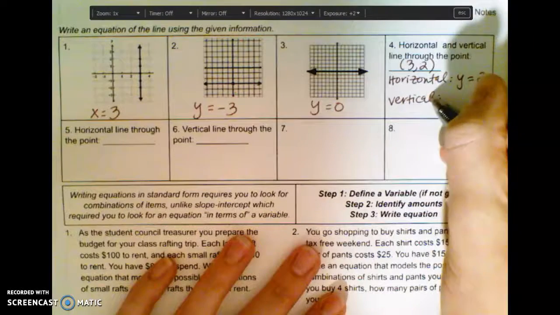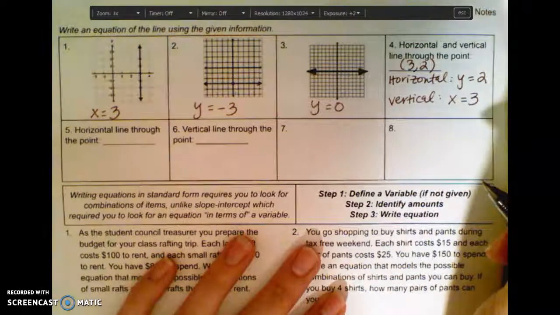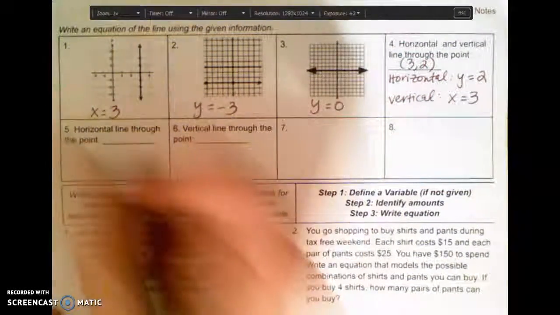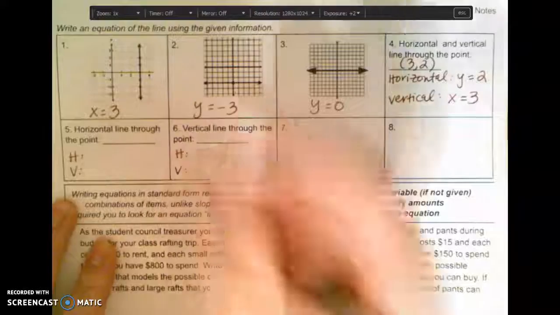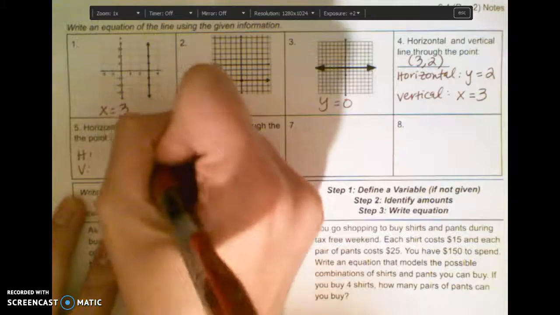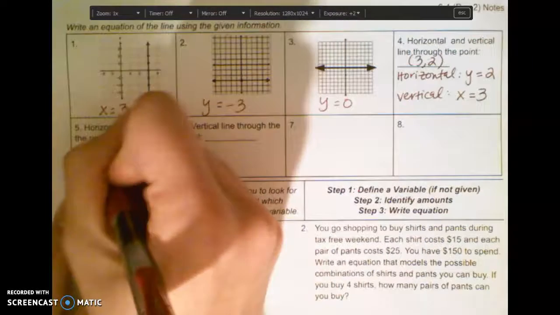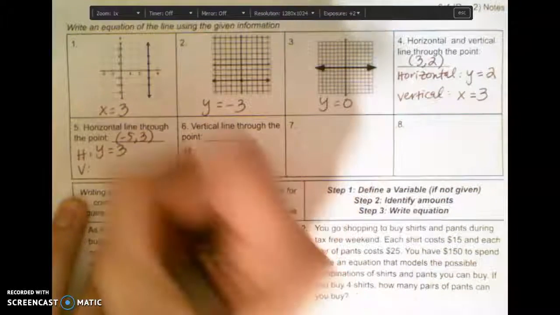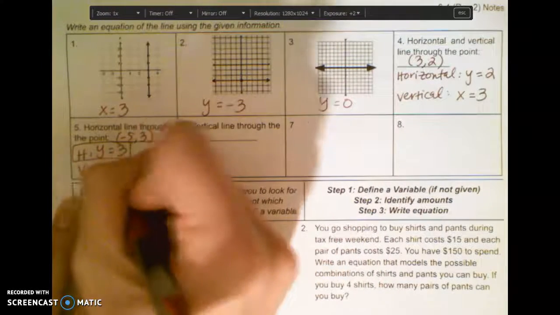So now the vertical line through this point is going to be x equals whatever that x value is, which is 3. So let's look at two more of these. I know these only say write horizontal and write vertical, but we're actually going to write both the horizontal and the vertical of both of them, just to get that practice. So let's write the horizontal and vertical lines through the point -5, 3. My horizontal line is always the one that goes side to side, which is always y equals. So my horizontal line is y equals 3. Then my vertical line through this one is going to be x equals -5.